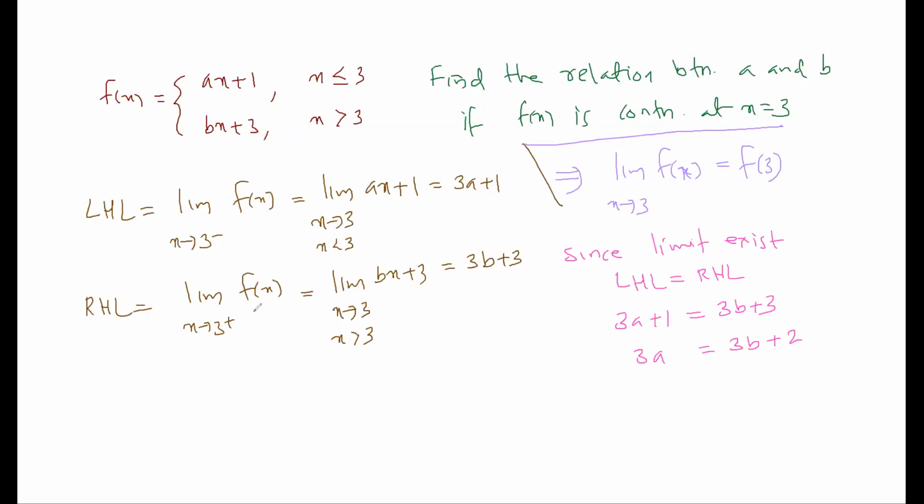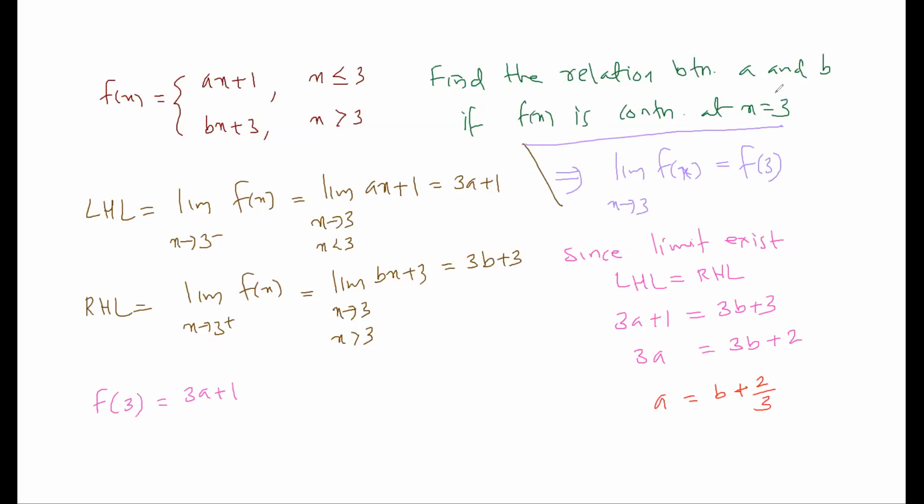Besides this, let us see if we get anything else. f of 3 is 3a plus 1, so we will not get anything extra from this. So what we are getting is 3a is equal to 3b plus 2, or in other words, if you divide by 3, you will get a is equal to b plus 2 by 3. So this is the relation connecting a and b if f of x is continuous at x equals 3.